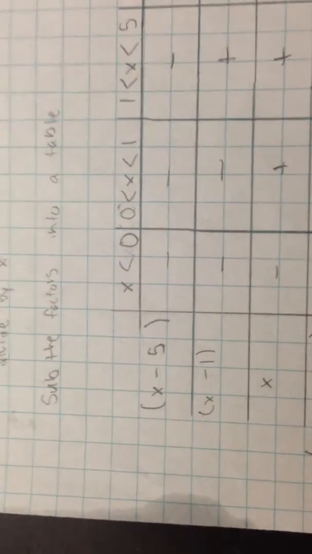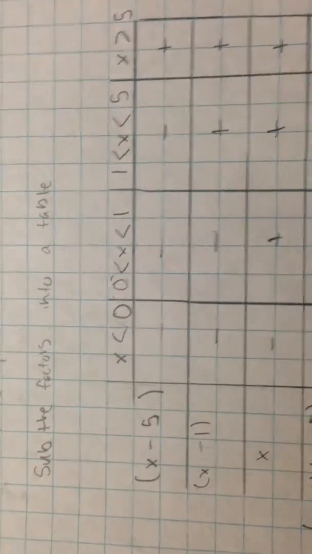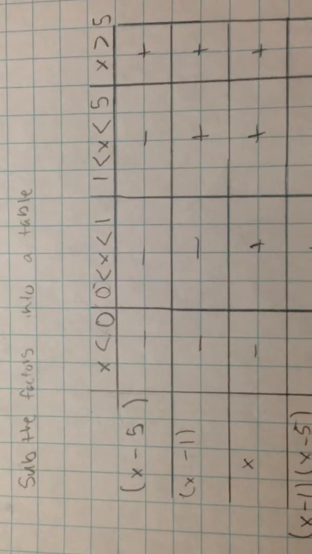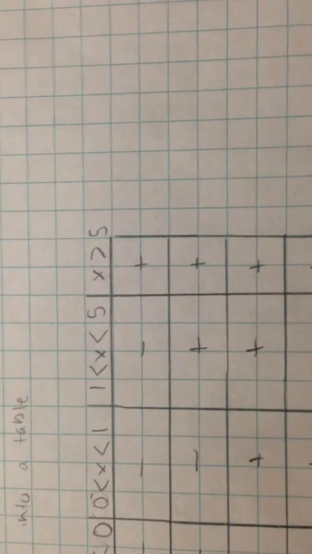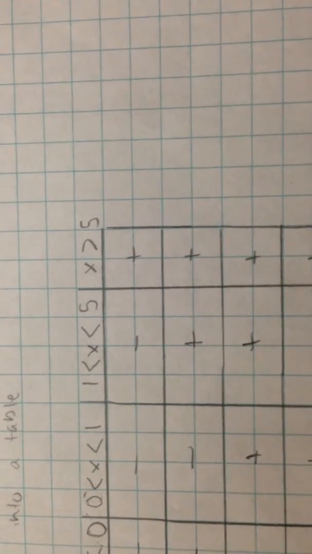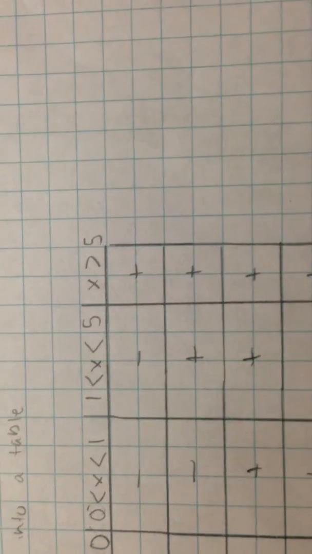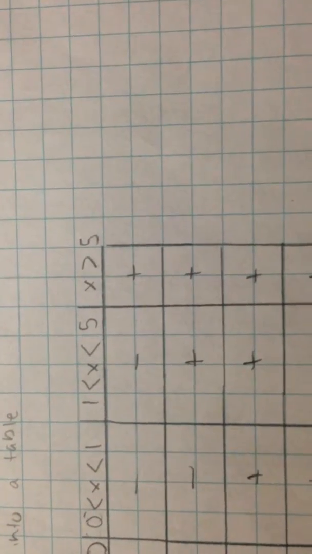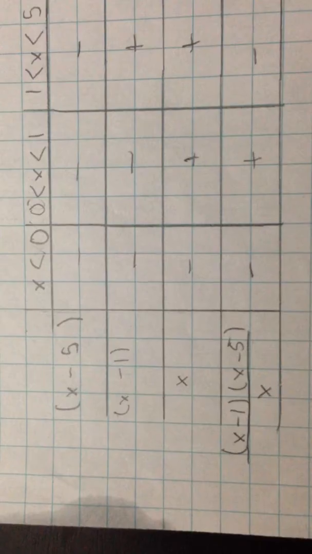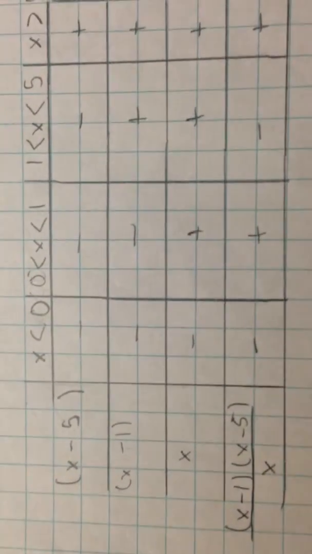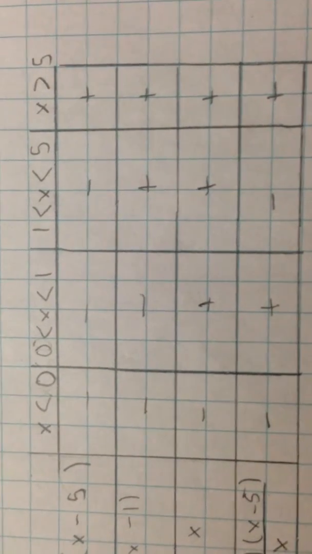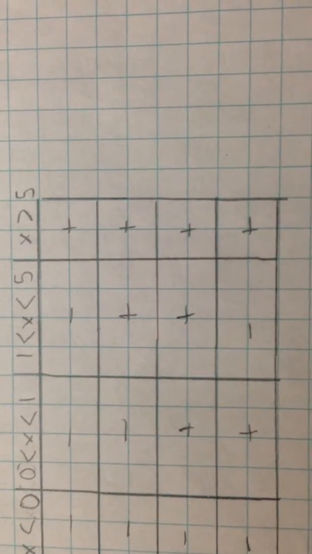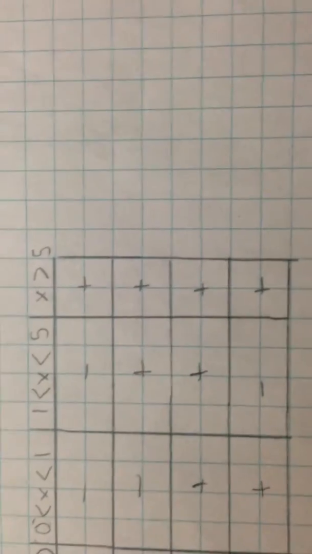So for the factor x - 1, at x less than 0, the answer is negative. It is negative at 0 less than x less than 1, but positive at 1 less than x less than 5, and positive at x greater than 5. With x, you get a negative answer from x less than 0. You get a positive answer from the interval 0 less than x less than 1, positive from 1 less than x less than 5, and positive from x greater than 5.